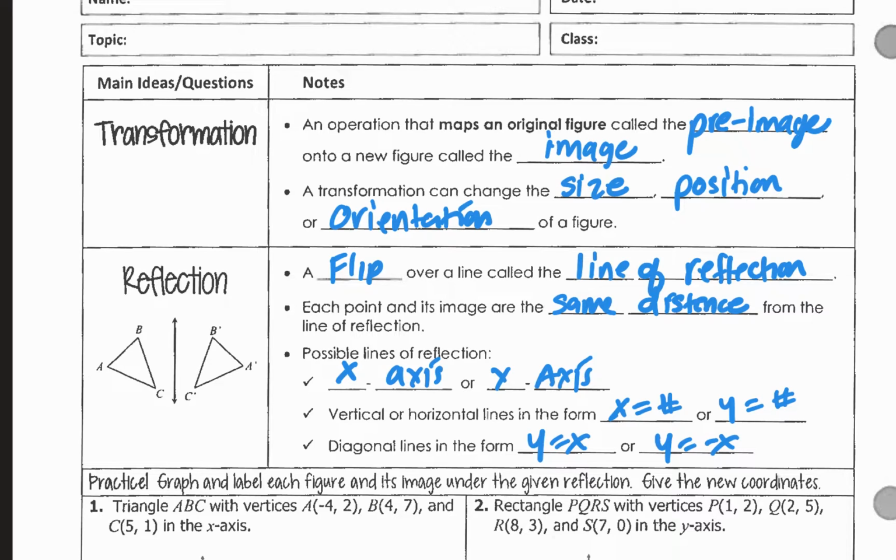Transformation: an operation that maps an original figure, called the pre-image, onto a new figure, called the image. A transformation can change the size, position, and orientation of a figure. Reflection: a flip over a line called the line of reflection. Each point and its image are the same distance from the line of reflection. Possible lines of reflection: x-axis, y-axis, vertical or horizontal lines in the form of x equals a number or y equals a number. Diagonals are y equals x and y equals -x.